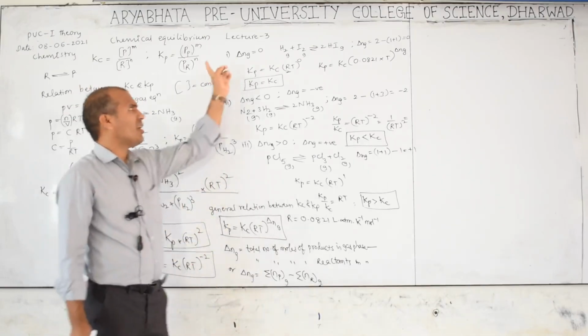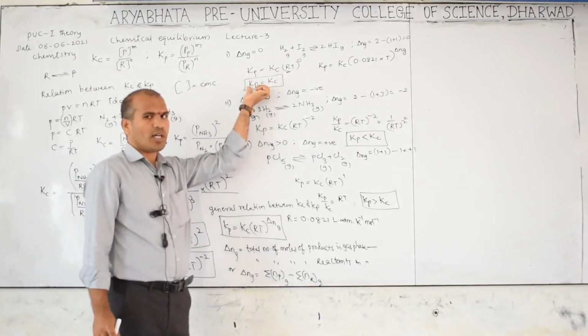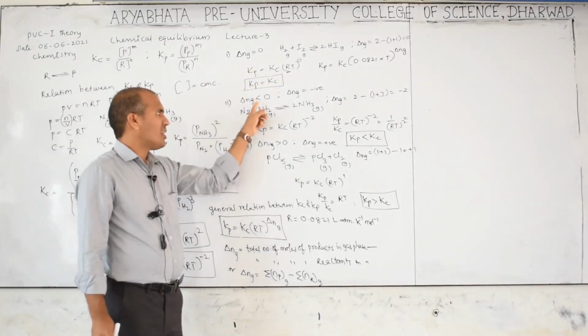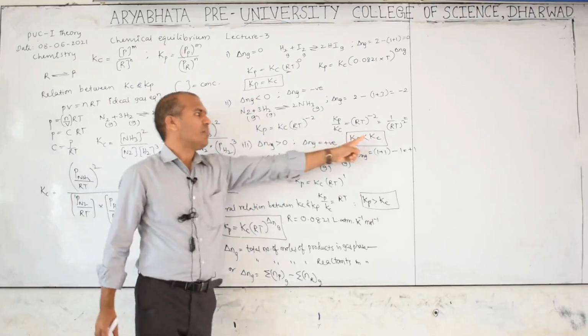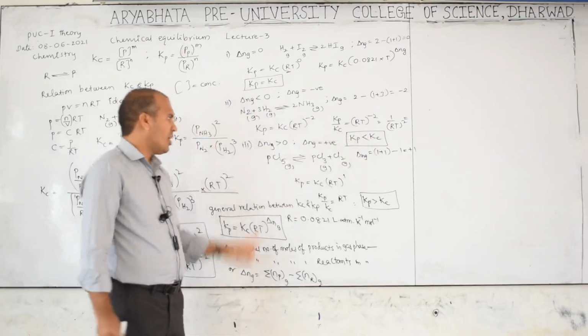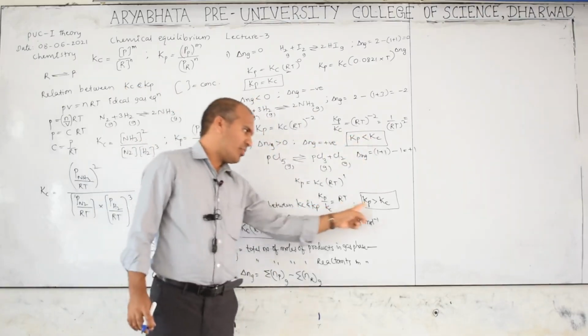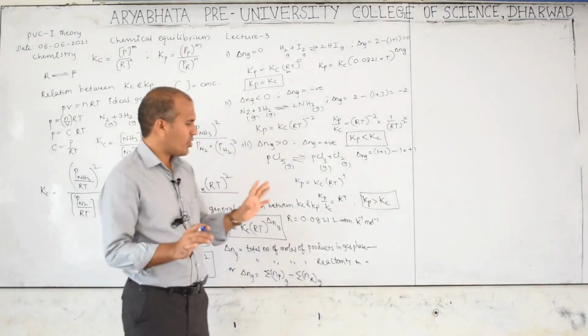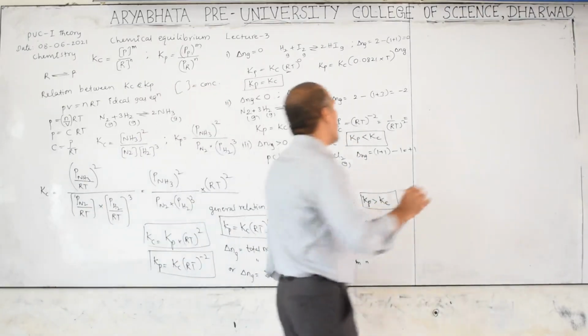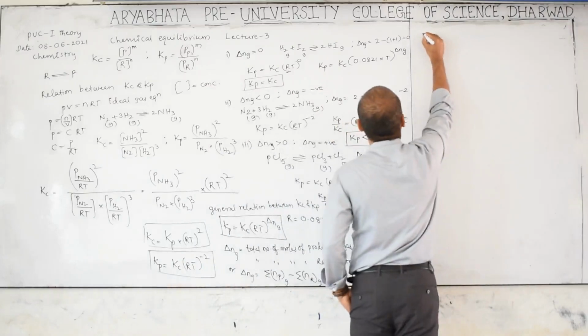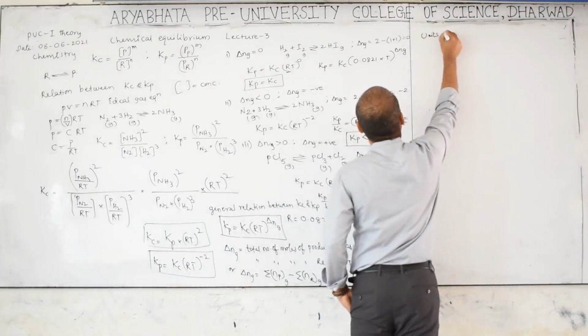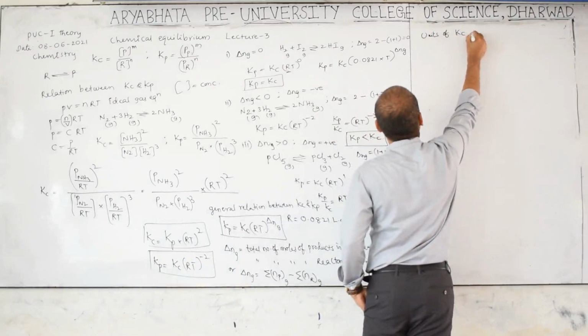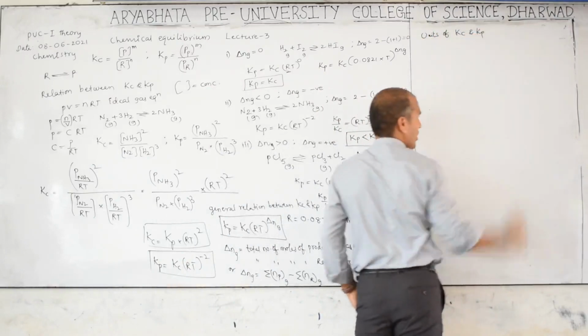Simply keep in mind, when delta Ng is 0, they both are equal. When delta Ng is less than 0, then Kc is greater and Kp is lower. When delta Ng is greater than 0, Kp is greater and Kc is lower. This relation you have to remember. Now, the units of both Kc and Kp.